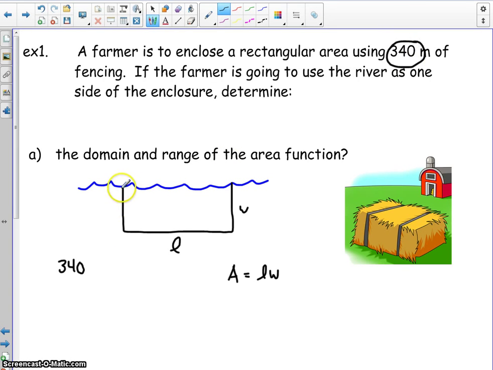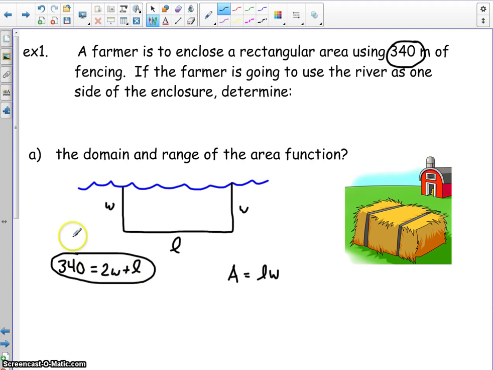That 340 meters of fencing takes up this entire perimeter right here. So 340 would be equal to a width plus a length plus a width, or equal to 2w plus L. Okay, so I can use that relationship here. This is my system, right? 340 is 2w plus L, and I have length times width over here.